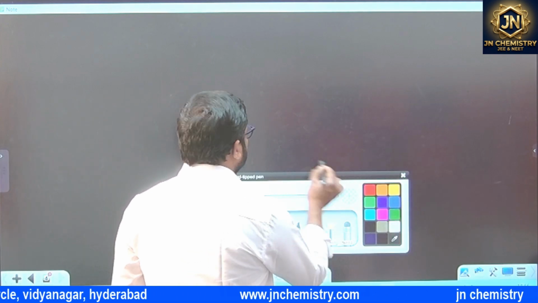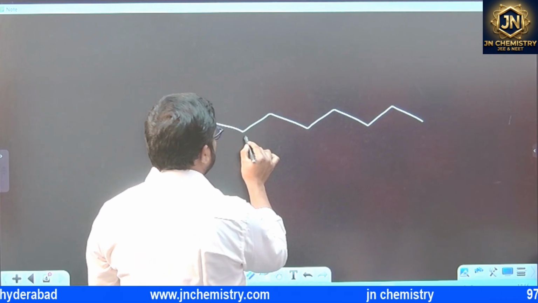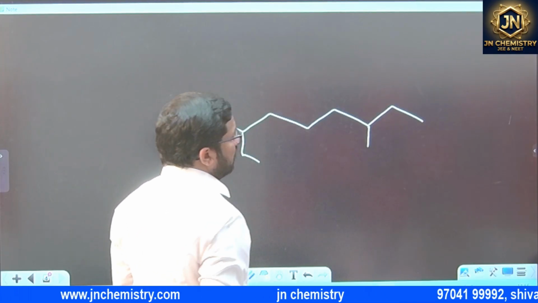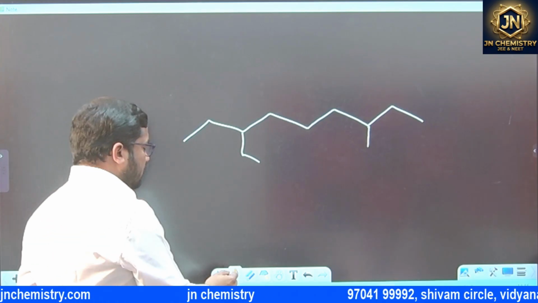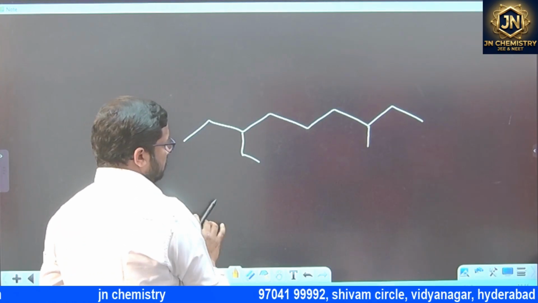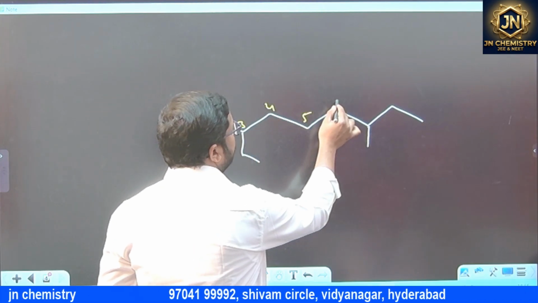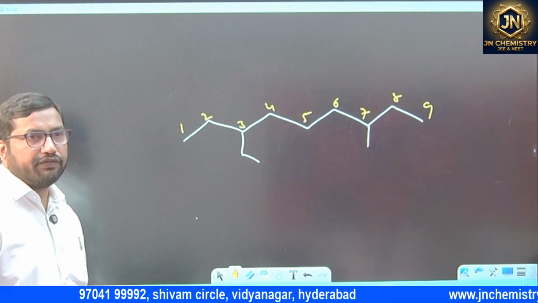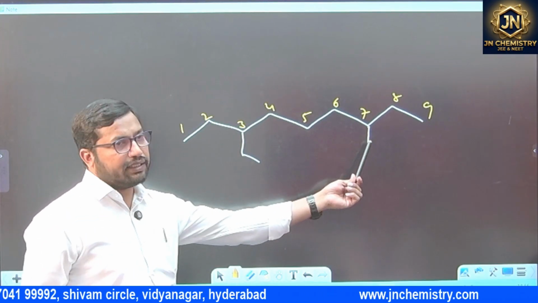For example, here an ethyl group is there, and here a methyl group is there. Where do we have to start the numbering? For ethyl, we need to follow alphabetical order. So 3-ethyl-7-methylnonane. 3-ethyl-7-methylnonane.